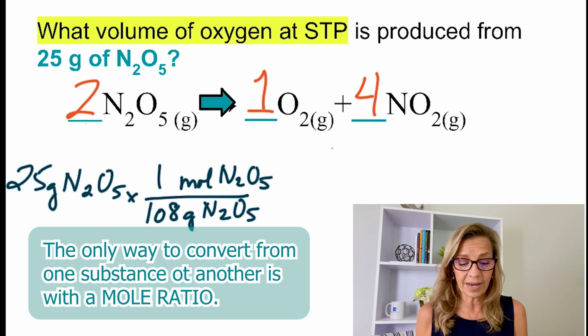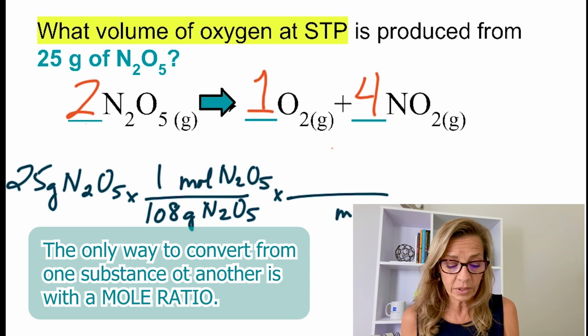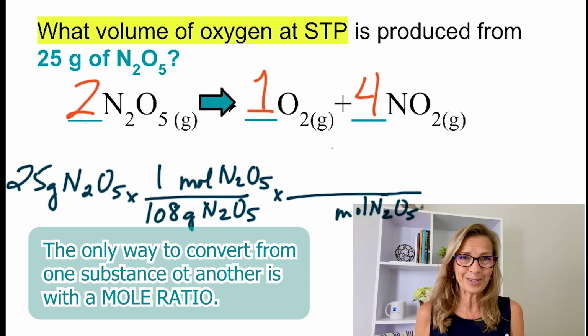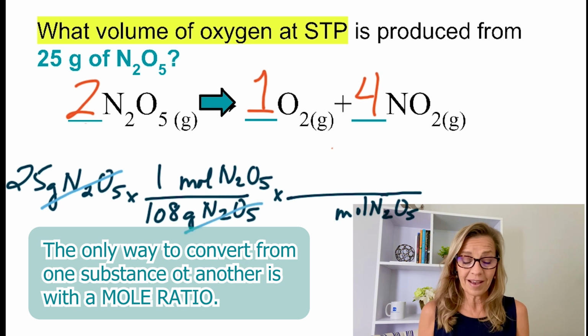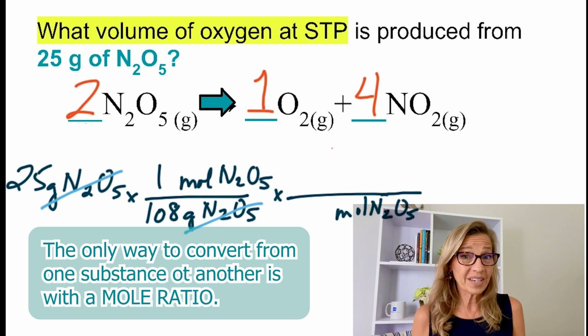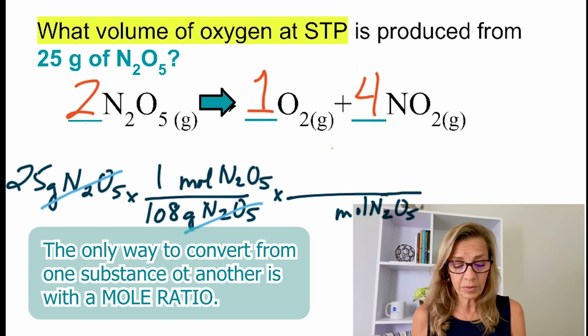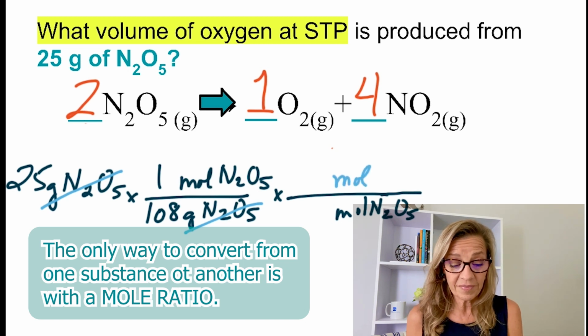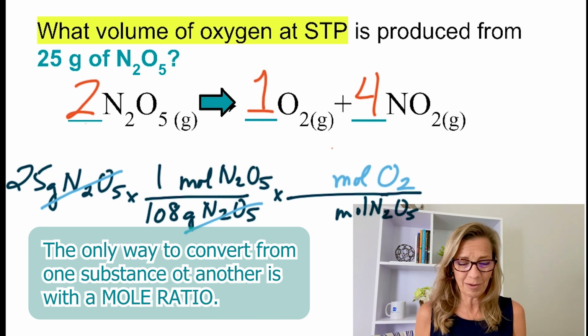Okay, now that step just converts to moles. Now, where am I going? I'm going from moles of N2O5. I always write the units first. Did you notice that? Because I know that whatever unit I have, I want to cancel it out by some ratio. So I've got moles of N2O5. I want to get rid of those, so I put that opposite. So when I multiply, those units will cancel. And I'm going to, this time, moles of oxygen. Why? Because that was what the question was asking for.